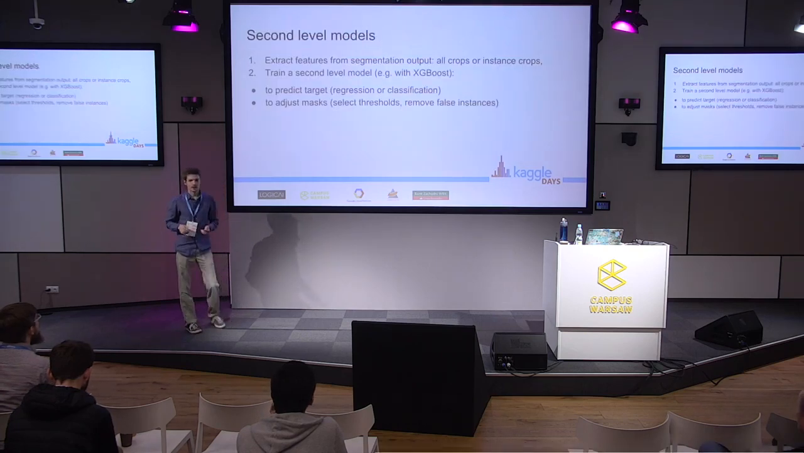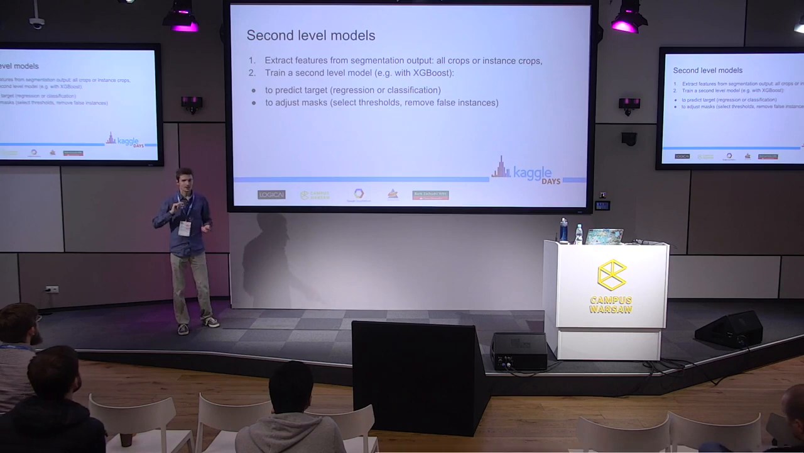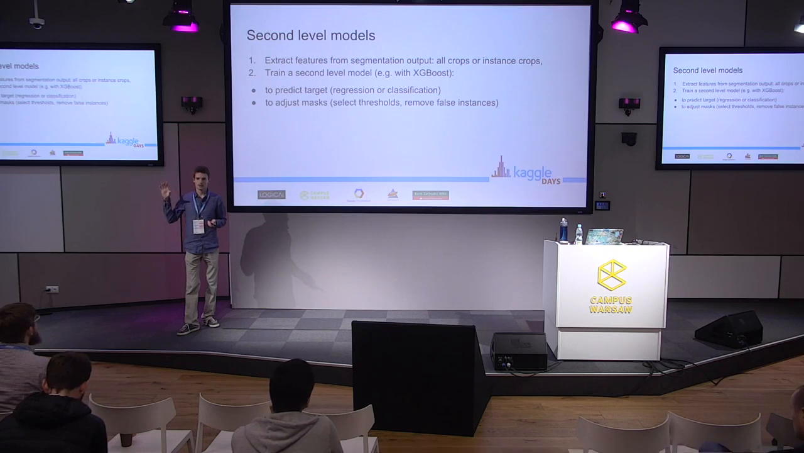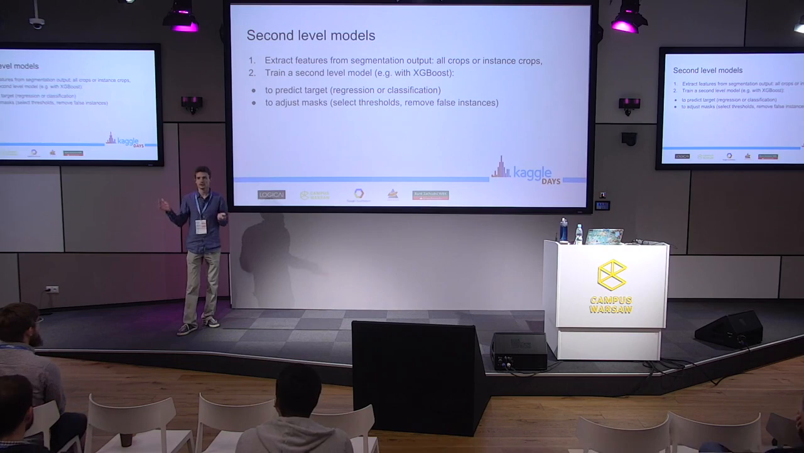Okay, and another interesting thing is second level models. I think I'll just cover it really briefly. The idea of the second level model is that you predicted some mask and maybe some other layers, and then you can create features from this mask. For example, a simple feature is just the sum of the intensities. Another feature is different topological properties.